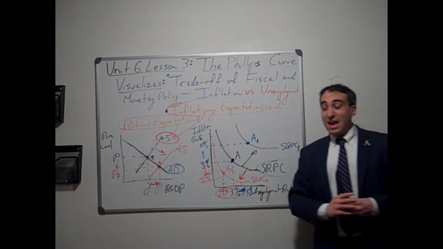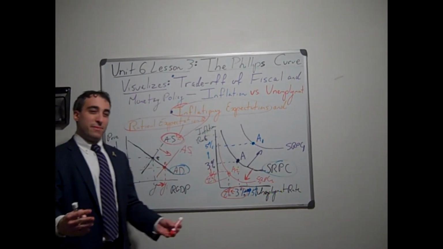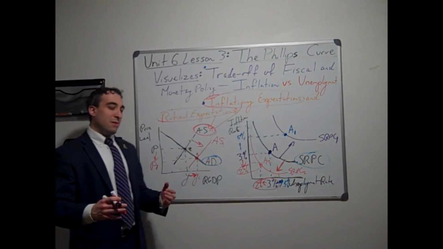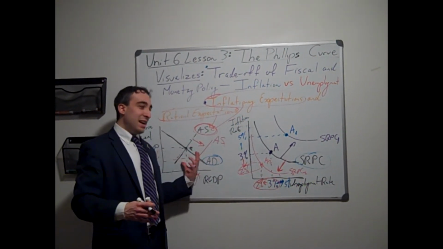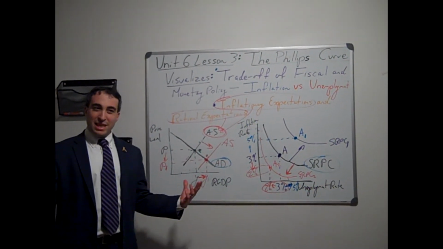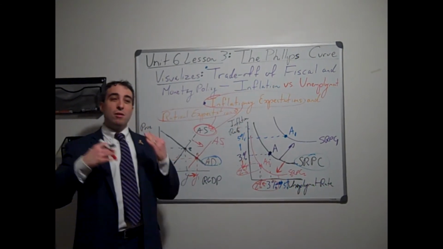Now let's take a look at, for our last part of the Phillips curve, the long-run Phillips curve. And the long-run Phillips curve is going to serve the same point as the LRAS, showing the visualization of where we are versus where we should be.